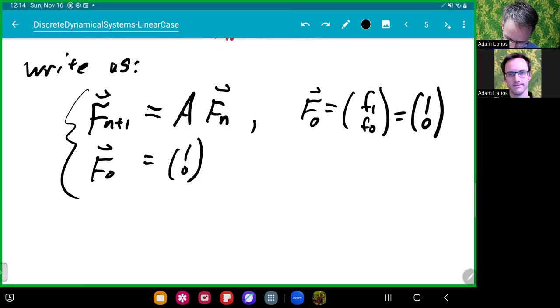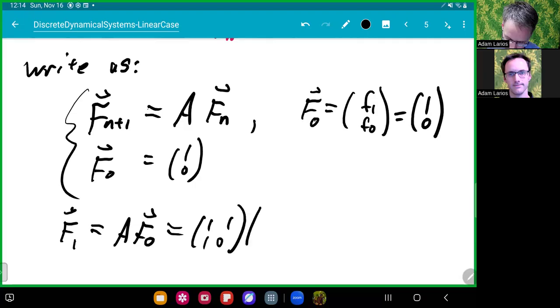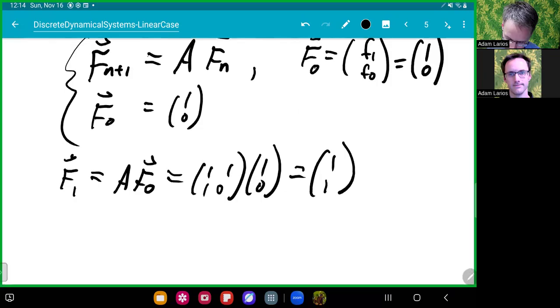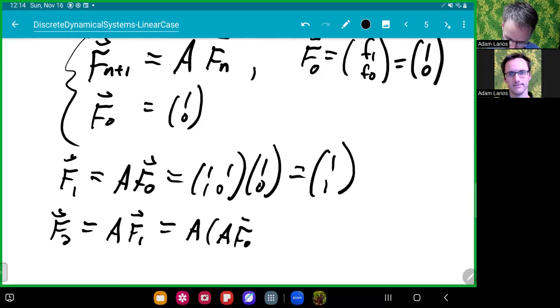But now, notice that we get something kind of nice out of this. So let's try to compute F_1. Well, that would just be A times F_0, which is 1, 1, 1, 0 times 1, 0, and we get there 1, 1. So we are starting to see the Fibonacci numbers just pop out there, two at a time now. F_2, well, that would be A times F_1, but notice that that's A times A times F_0, A squared times F_0.